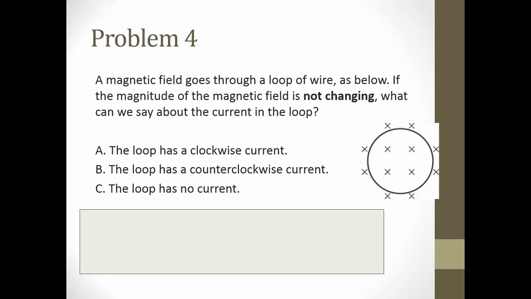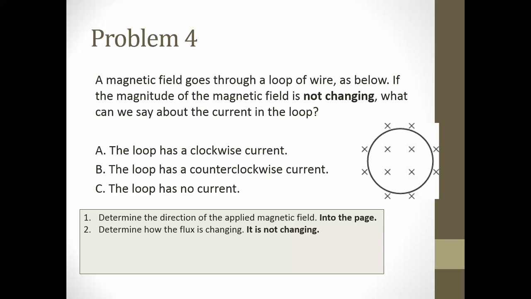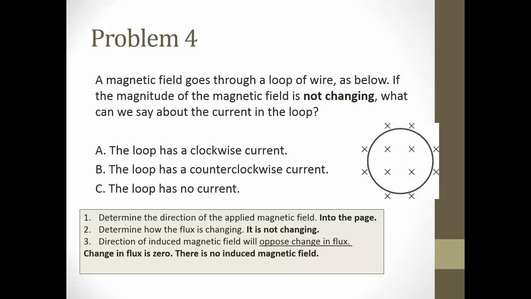All right, our final example. A magnetic field goes through a loop of wire as below. If the magnitude of the magnetic field is not changing, what can we say about the current in the loop? Well, the direction of the applied magnetic field is into the page. How is the flux changing? It's not changing. The induced magnetic field is going to oppose the change in flux. Well, there is no change in flux.